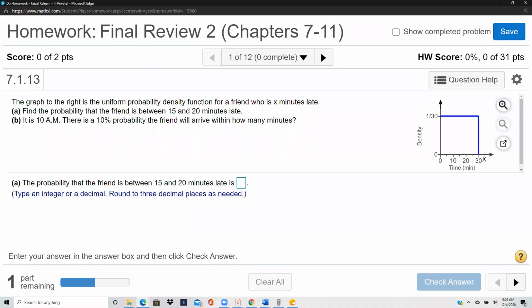The graph to the right is the uniform probability density function for a friend who is X minutes late. Find the probability that the friend is between 15 and 20 minutes late. So, do you remember what we do here? Let's see.